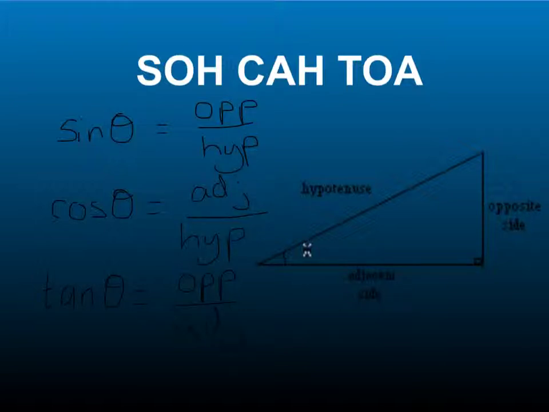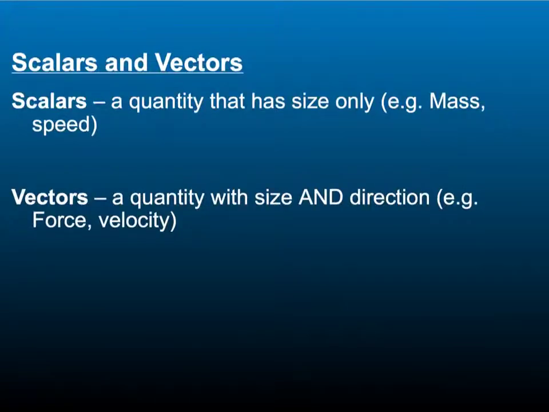The most common one we use in these calculations in scalars and vectors is this one, although you do need to be comfortable in doing this one and this one as well. We're now going to talk about the difference between scalar and vector quantities. A scalar quantity is a quantity that has size only, or a magnitude only. Some examples are mass and speed. Temperature is another one. A vector quantity is one that has size and a direction. So an example of this could be force, velocity, and also acceleration.